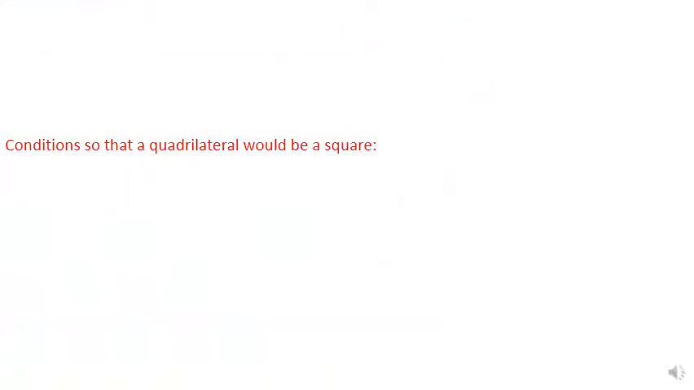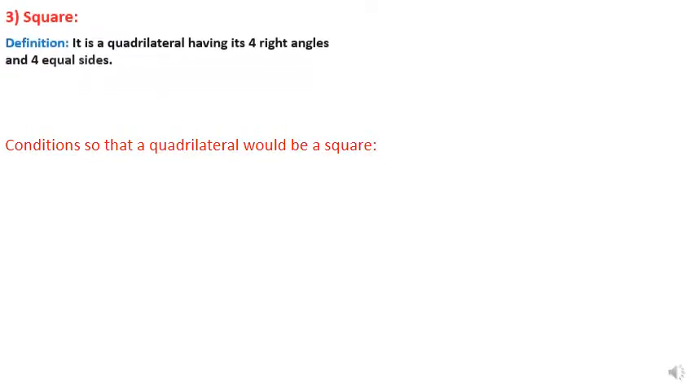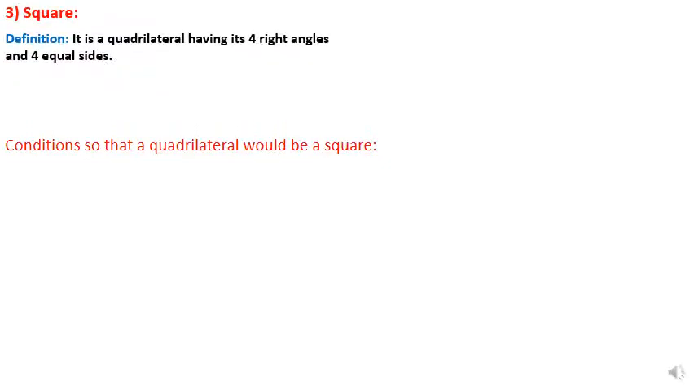And here we go for the last one, which is the square. It's a quadrilateral having four right angles and four equal sides. So the square actually has all the properties. The opposite sides are equal, the opposite sides are parallel, four equal sides, four right angles, diagonals bisect each other, diagonals perpendicular, and diagonals equal. So it has all properties.